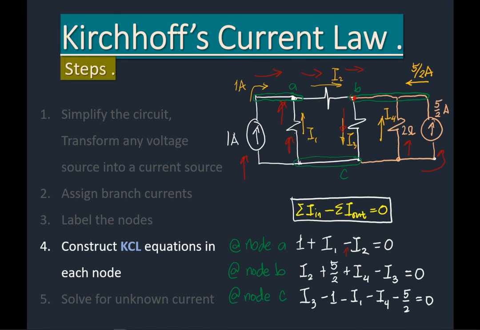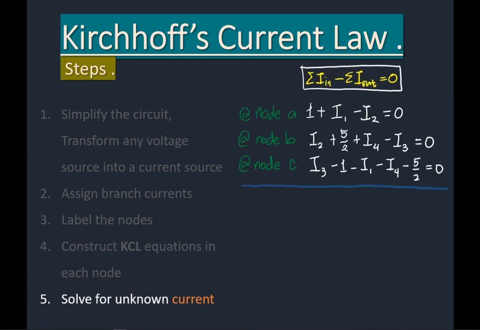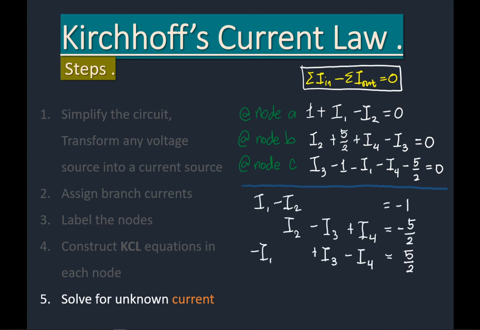So we have constructed three equations, KCL equations. And lastly, we solve for a known current. So given these equations, we can construct a system of linear equations, and then we can solve for the unknown current. For example, we're going to find I3 or maybe I2. So it depends on the problem.